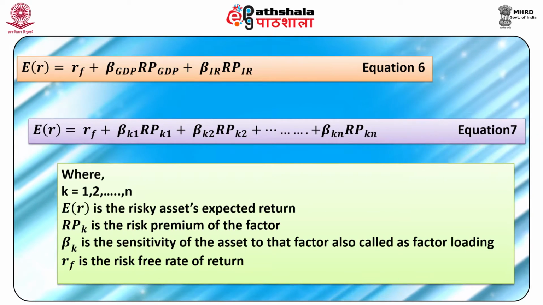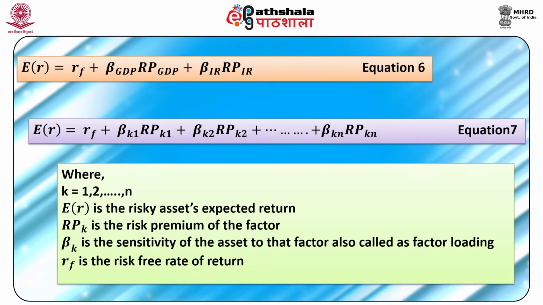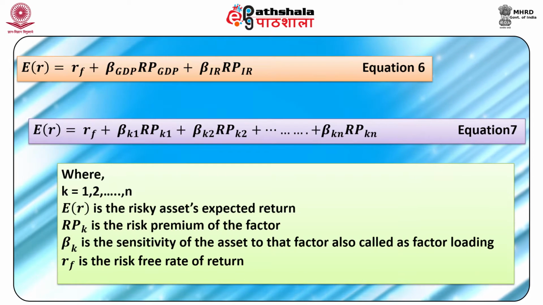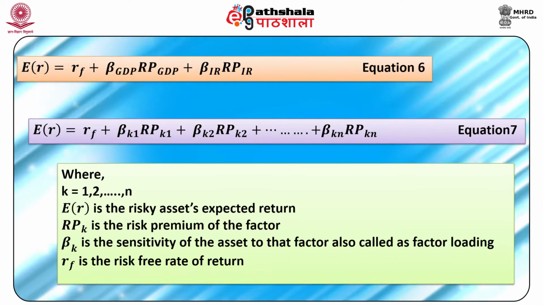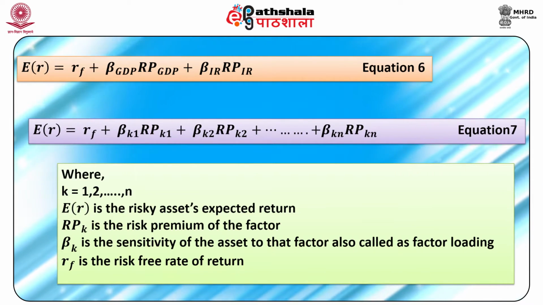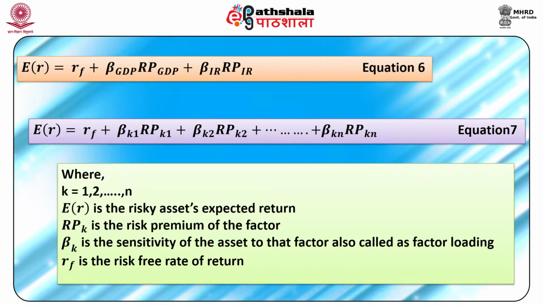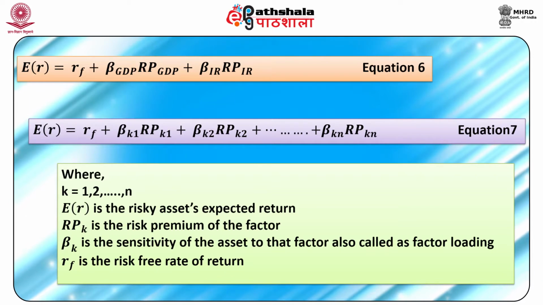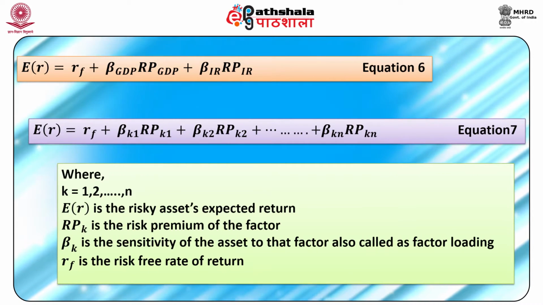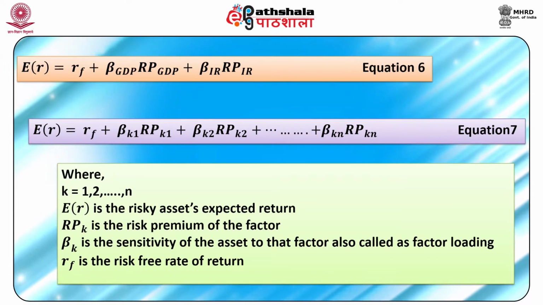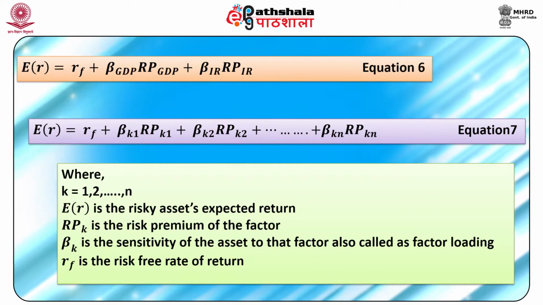further denoted by a multi-factor SML equation called equation 7: capital ER is equal to RF plus beta K1 RP K1 plus beta K2 RP K2 and so on till beta KR RPKR, where K leads to 1, 2, 3, 4 till N, ER is the risky asset's expected return, RPK is the risk premium of the factor, beta K is the sensitivity of the asset to that factor, also called factor loading, and RF is the risk-free rate of return.